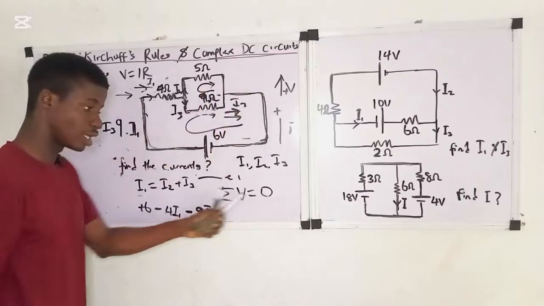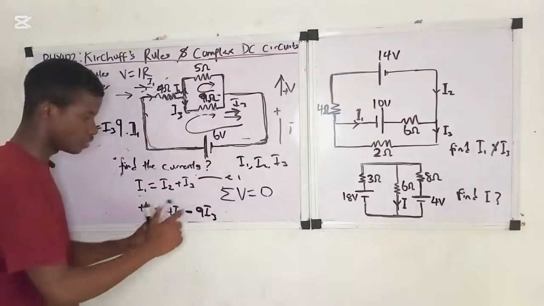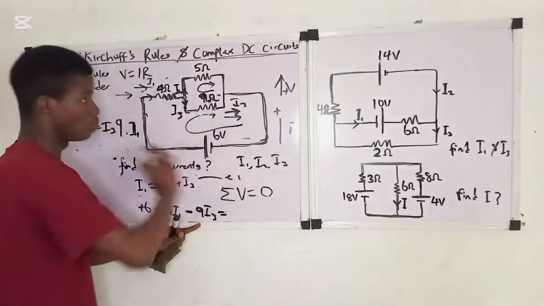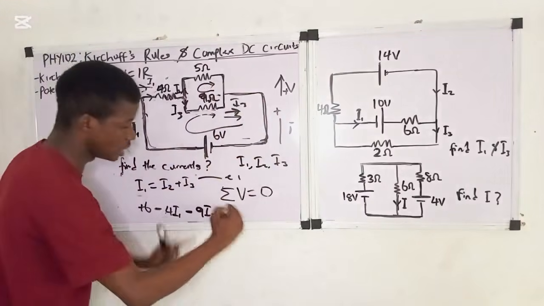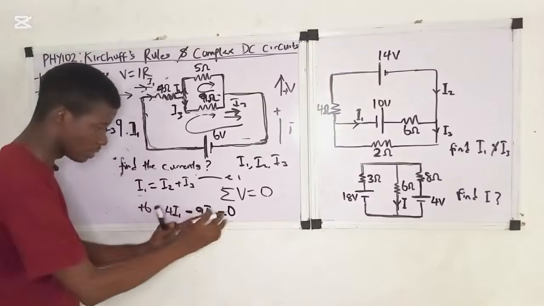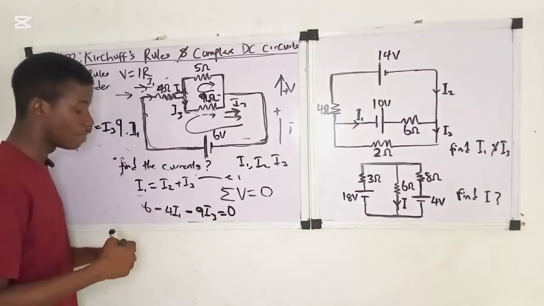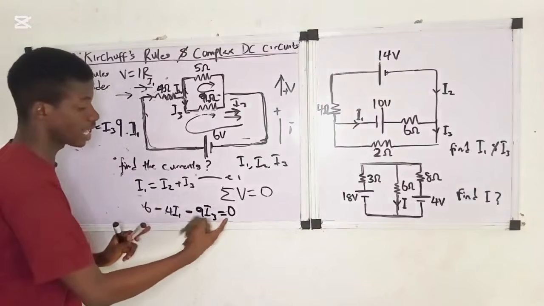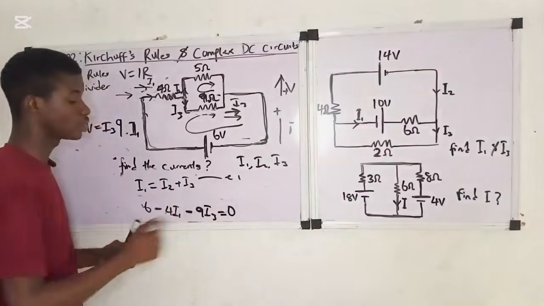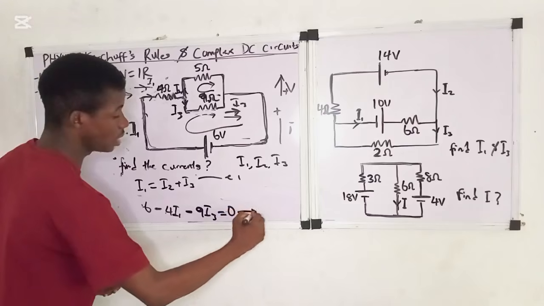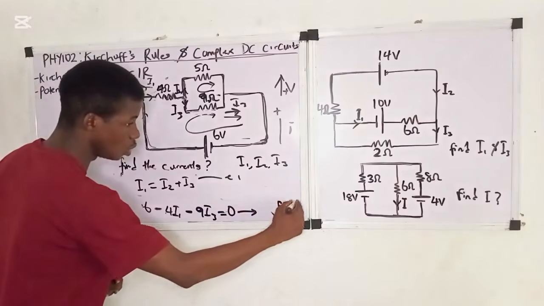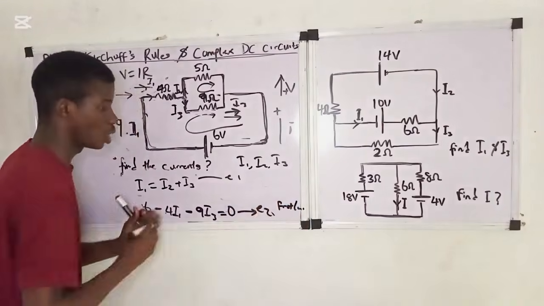So remember, according to the loop law, the total voltage across each component of a circuit usually equals 0, right? So this is the total voltage in this first loop, and it is 0. Okay, the total voltage was 6 minus 4 I1 minus 9 I3, right? Which equals 0. So this is the total voltage in the first loop. We can call it equation 2, okay?